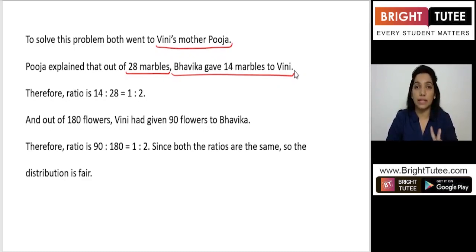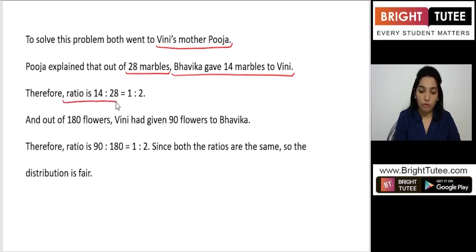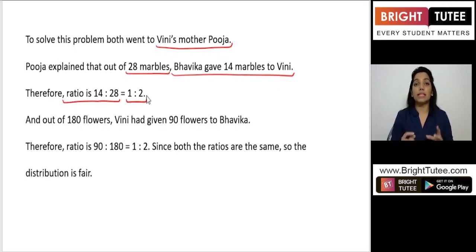Total 28. And out of 28, how many marbles did she give to Winnie? 14 marbles. So what is the ratio of it? Its ratio is 1:2. That means she has given half of the marbles to Winnie. Okay. So Bhavika, who is having 28 marbles, after giving 14, she's just left with half of the number of marbles she was having.